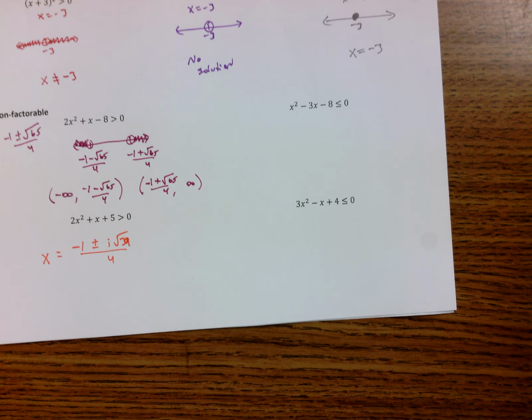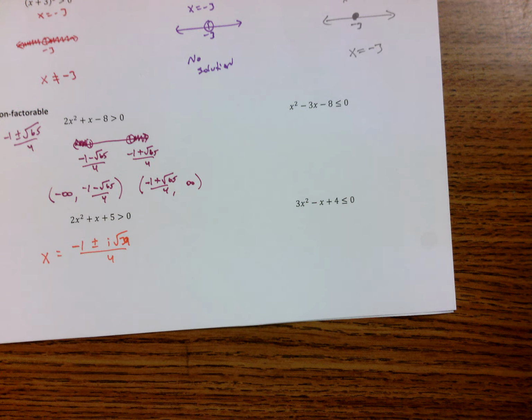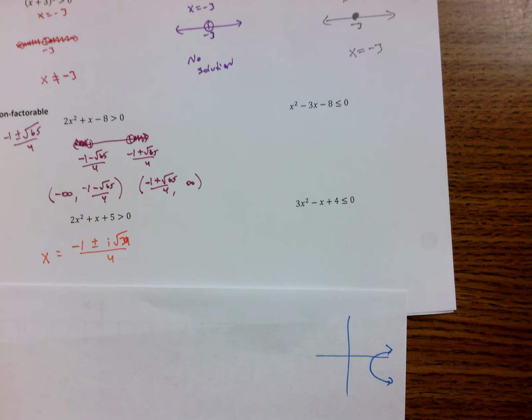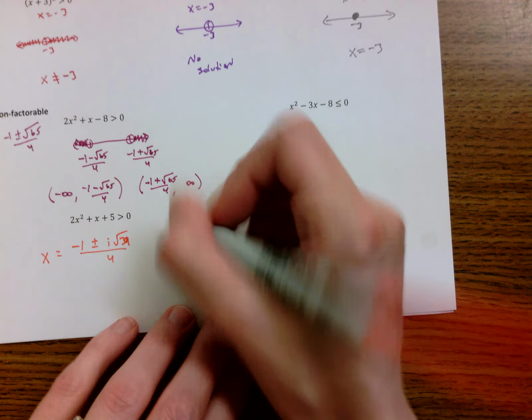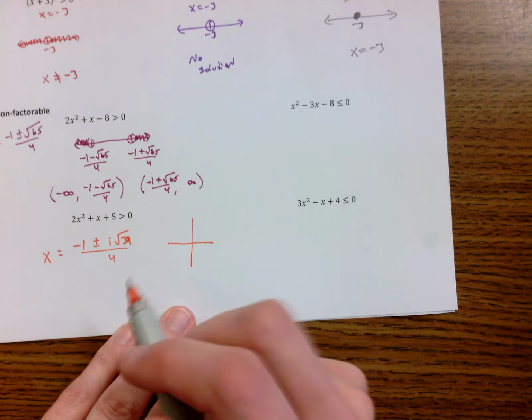Lovely. Well, how's that helping me? Well, I've got an imaginary number here. So what happens with an imaginary number? Imaginary numbers tell us that our graph doesn't cross the x-axis. So let's think about what this graph is going to look like, and I'm going to go ahead and draw it here. It doesn't cross the x-axis because I've got this i.